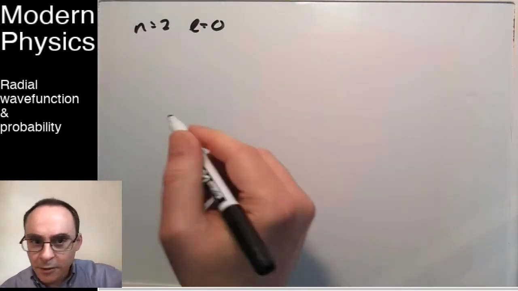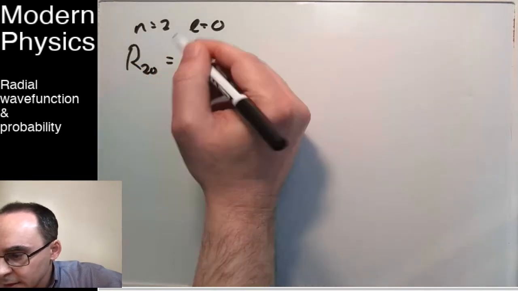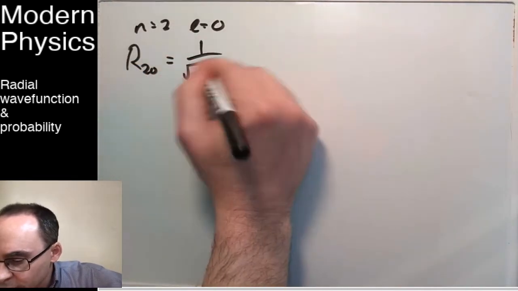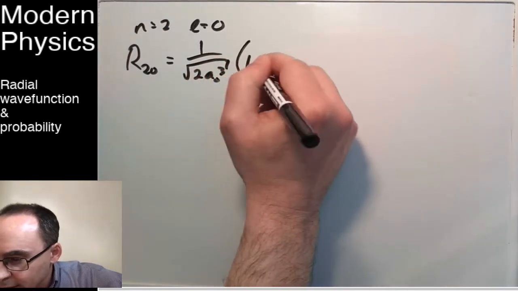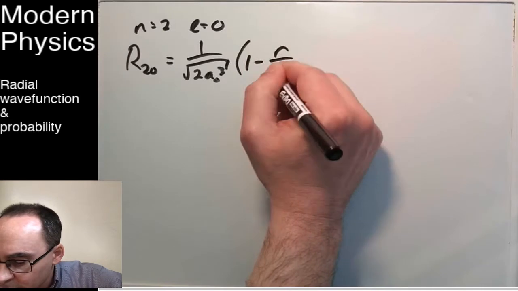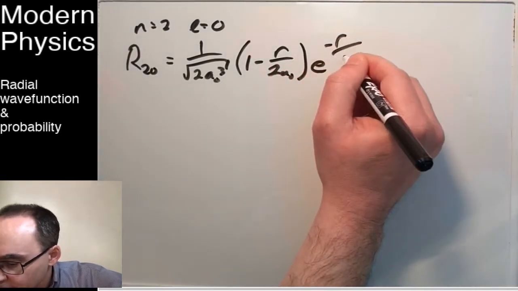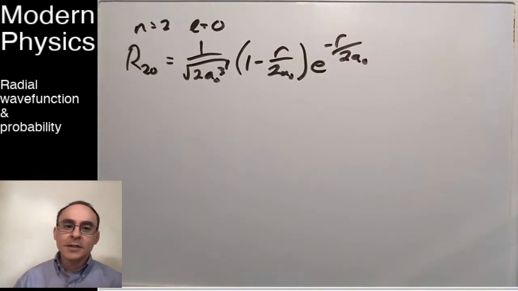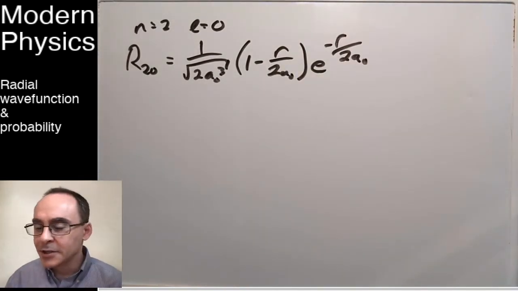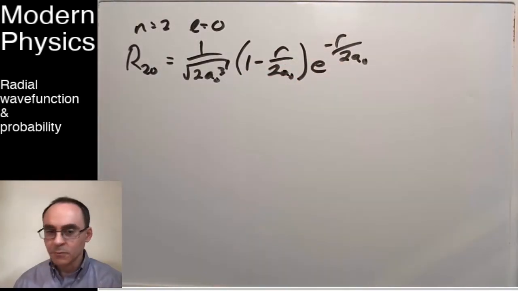So I'm just going to look that up. What is it in the book? R20 is 1 over root 2 a naught cubed, times 1 minus r over 2 a naught, times an exponential, where a naught is just a convenient way of writing a combination of other constants. It's in distance units, and it's really the Bohr radius.